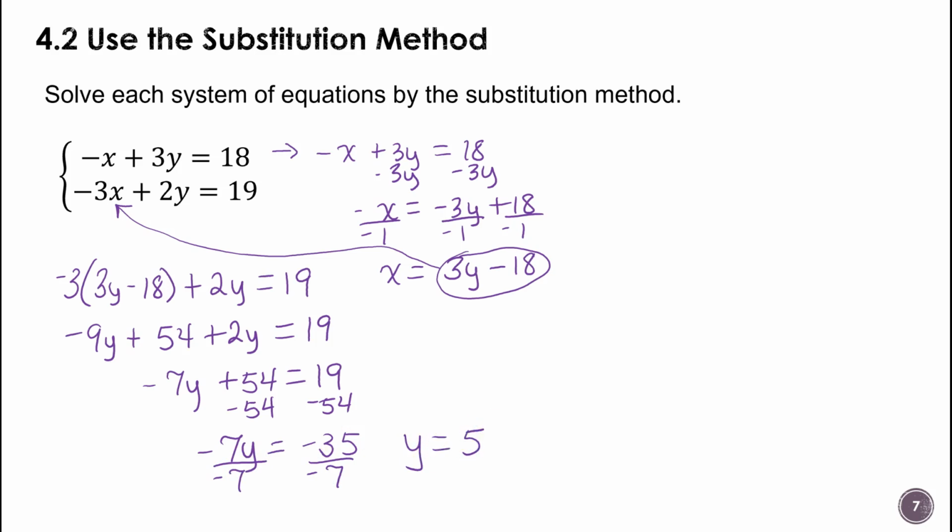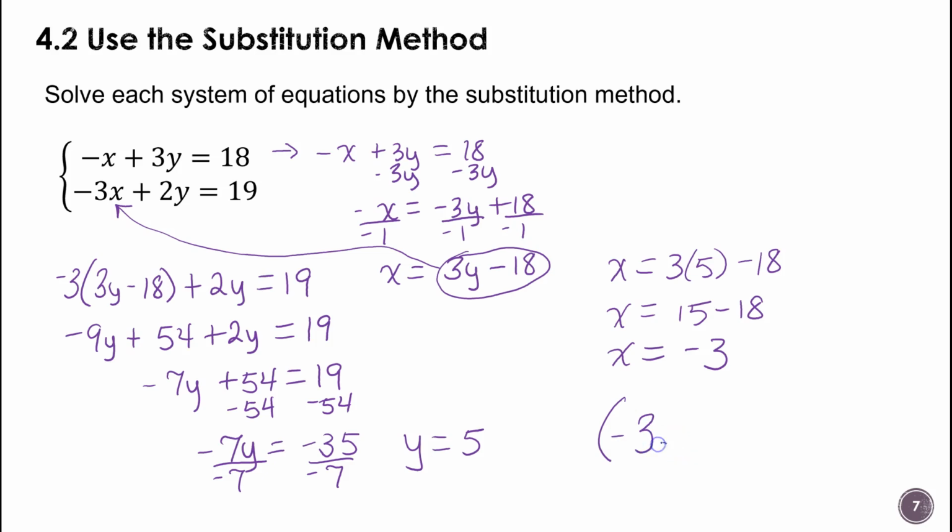Right, so we're going to have an ordered pair here with y as a 5, and then I'm going to substitute that 5 in for y in this equation that I had solved for x. So 3 times 5 minus 18, so that's 15 minus 18, and I find that x is negative 3, so my solution is negative 3, 5. And that's what we call our solution.